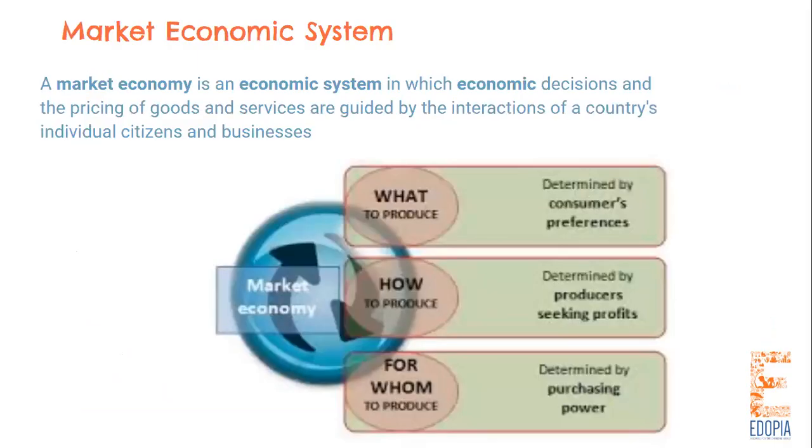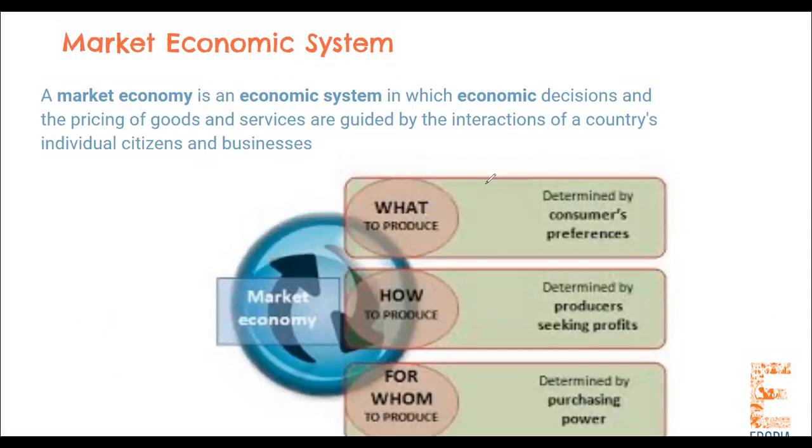Now, market economic system. In any economic system, there are three questions to be answered: what to produce, how to produce, and for whom to produce. In a market economic system, which is also known as a free market economic system, who answers these three basic economic questions? Private individuals.